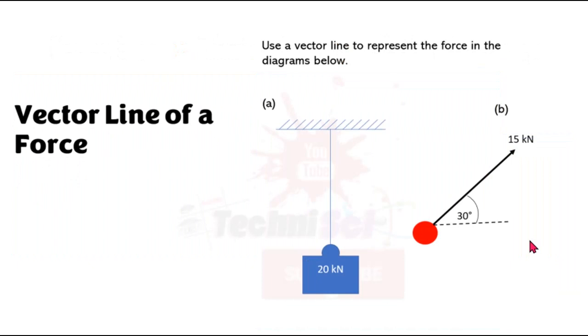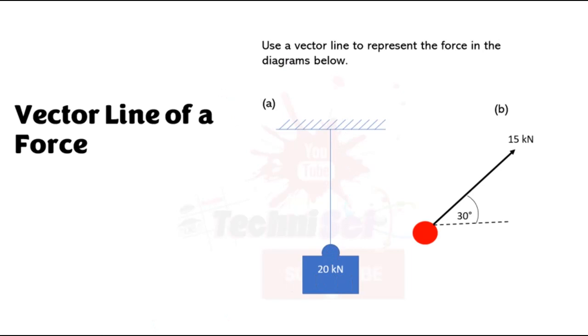So the instruction says use a vector line to represent the force in the diagrams below. So in A here, we are seeing this is representing a fixed area. It could have been a ceiling, could have been attached to a beam, could have been whatever it's attached to, even a tree. So that's what this is representing, that the weight here, this 20 kilonewton weight, is affixed to some fixed point, or is attached to some fixed point. Now, you see this load now, and it can be called a weight, it can be called a load, 20 kilonewtons, and this is applied to the string here.